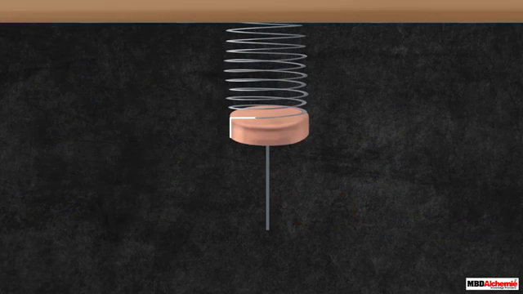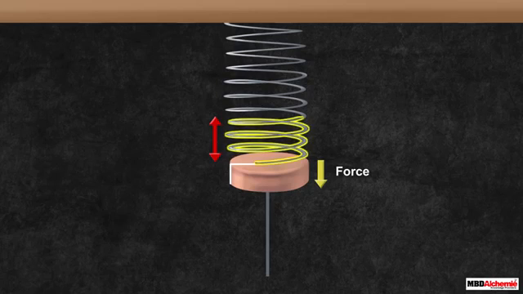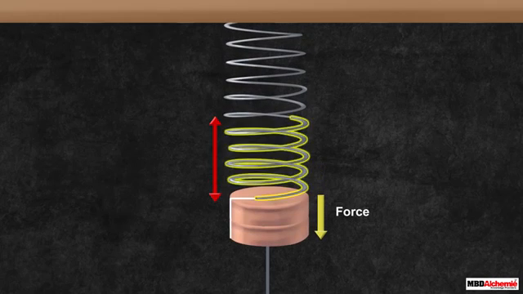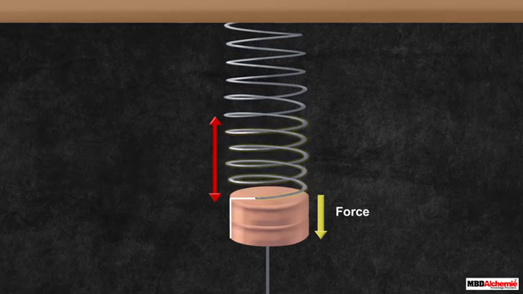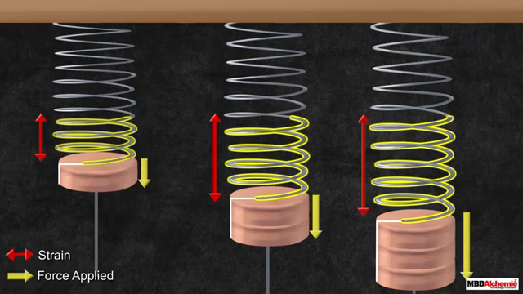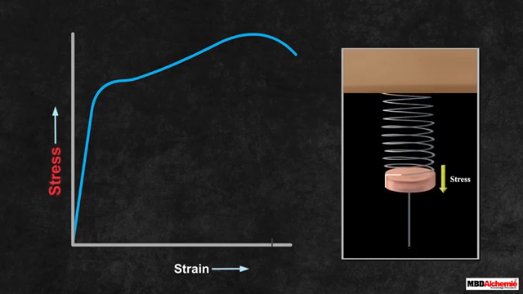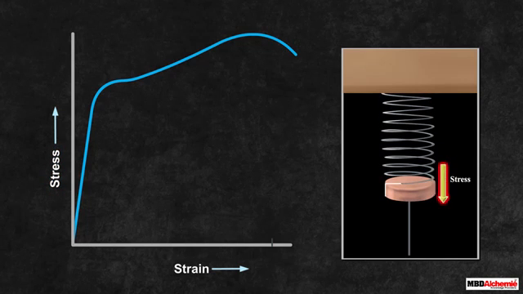For this, let us take a spring and stretch it by applying a force. This causes a change in the length of the spring. Now change the force applied and again note the change in length of the spring. Record the fractional change in length, that is, the strain, for the different values of force. Plot the graph between the stress equal to the applied force per unit area and the strain produced.